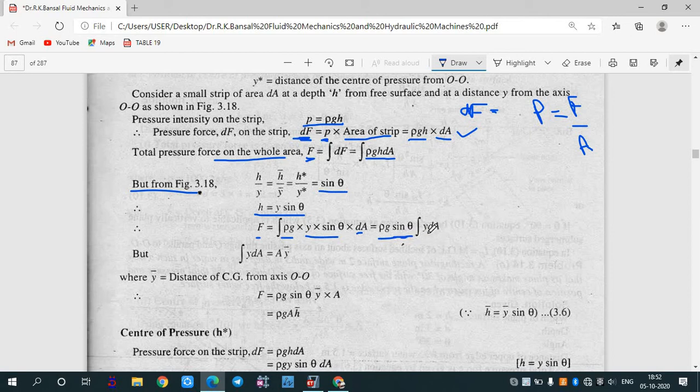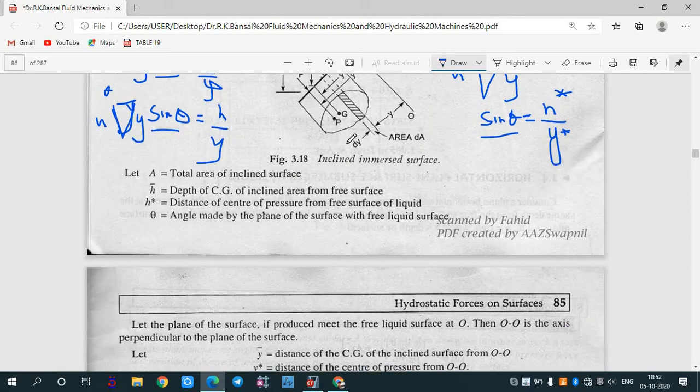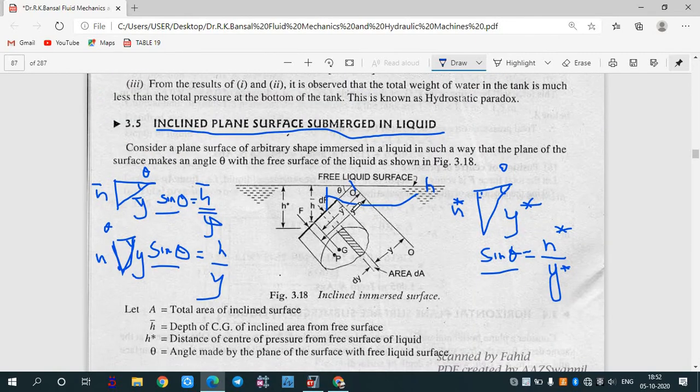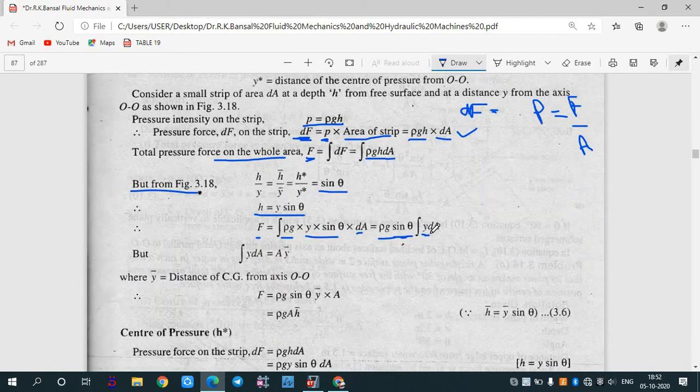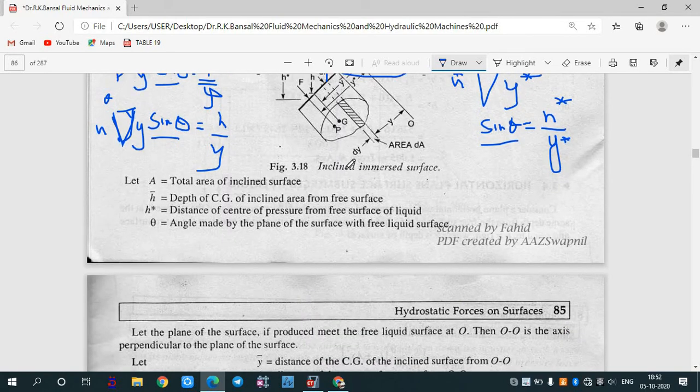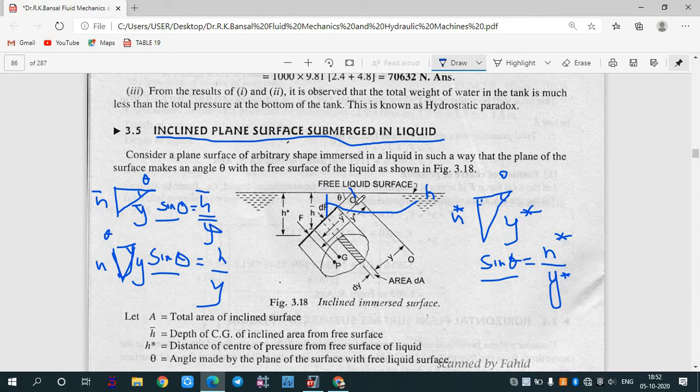In this case y is for the strip. And what will be the center of gravity in the case of your whole body? In the case of your whole body, the center of gravity will be h bar. So this y will get converted into y bar.